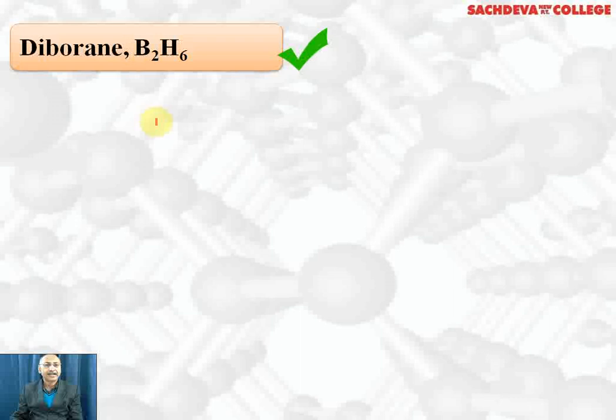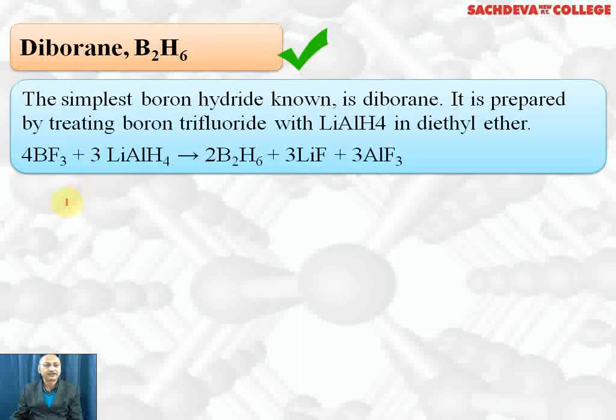Let's continue with compounds of boron. Diborane is the next, B2H6. The simplest boron hydride is called diborane. Simple formula is BH3, but because it is electron deficient, that's why it exists as a dimer.